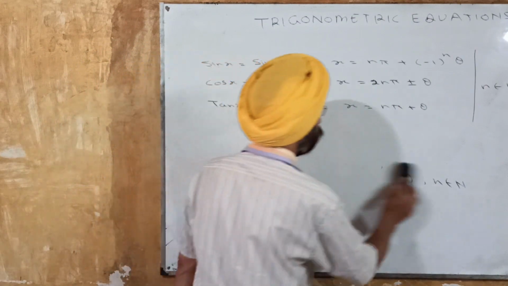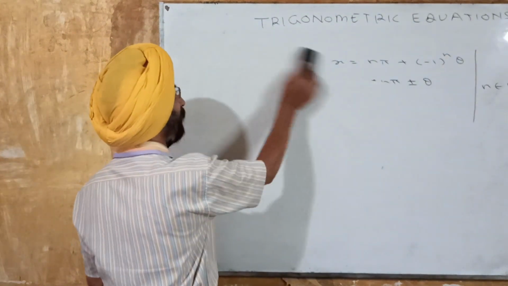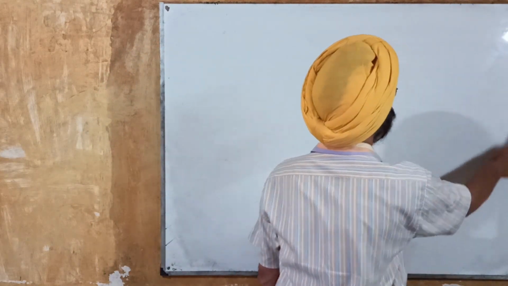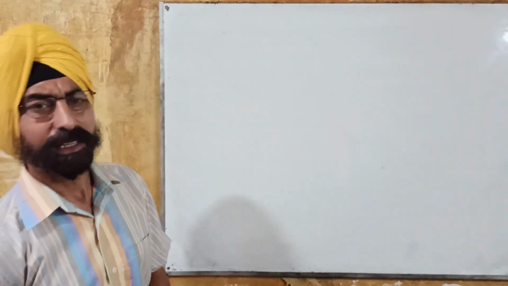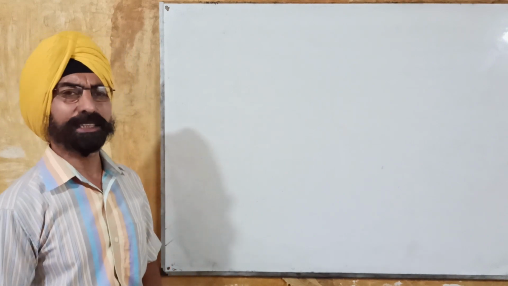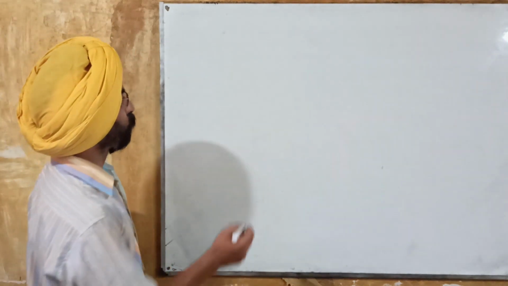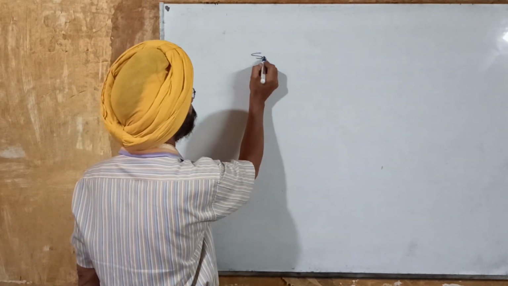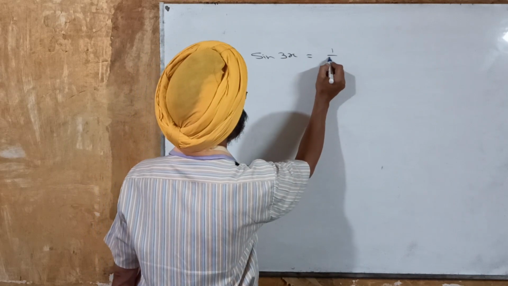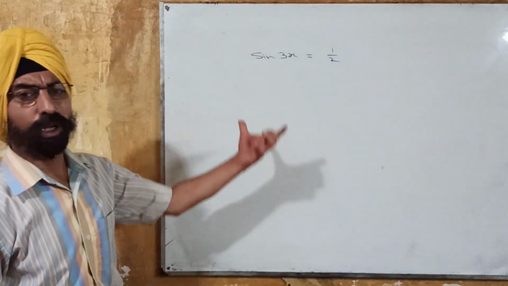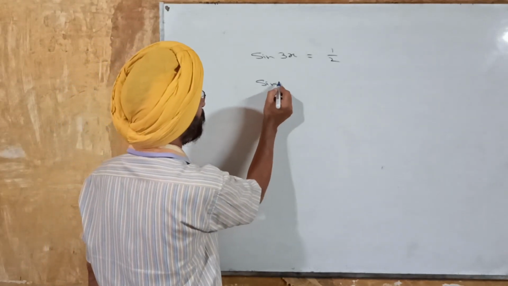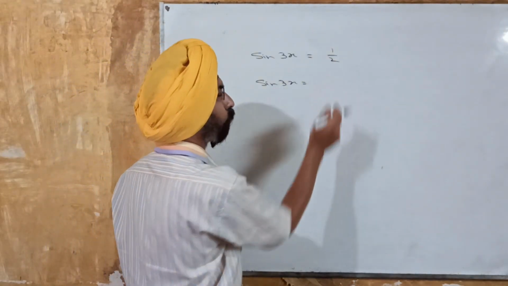If you are getting two functions and two different solutions in the same question, then their common solutions will be the general solution. That case we will take later on. First I am taking some simple cases. Suppose you are given sin 3x is equal to 1 by 2. You have to solve this equation.